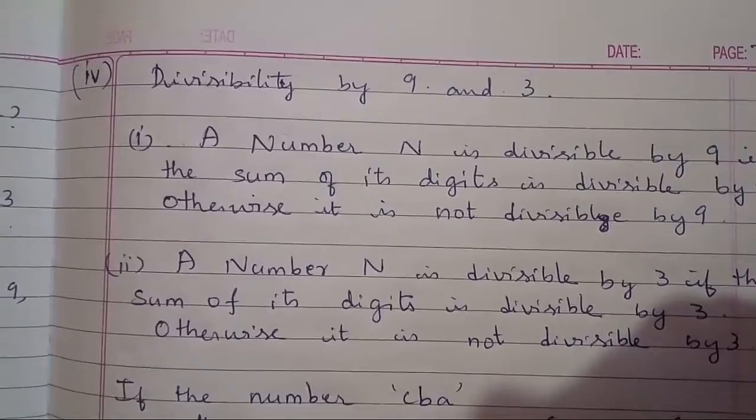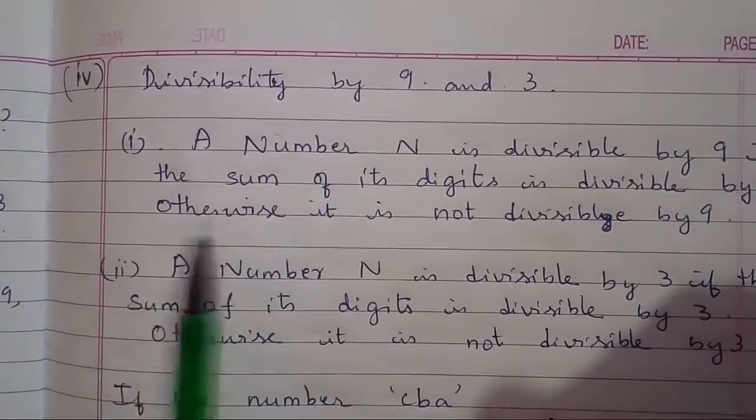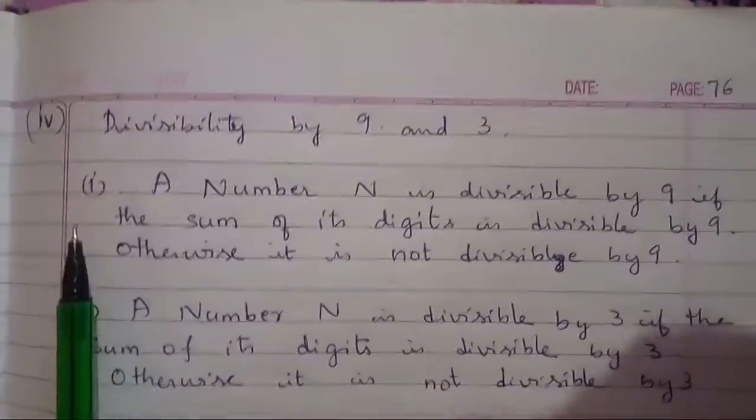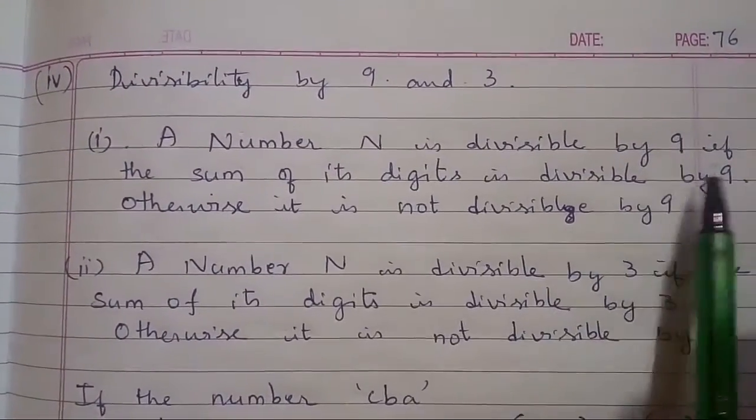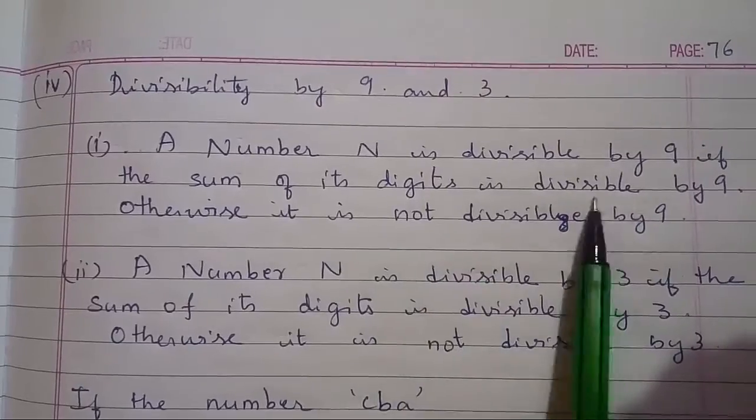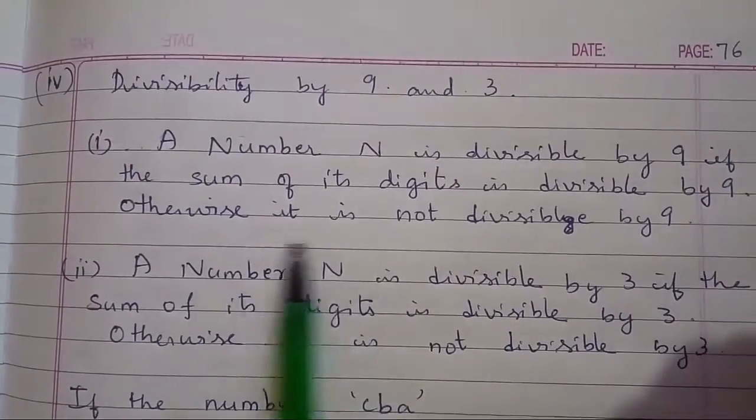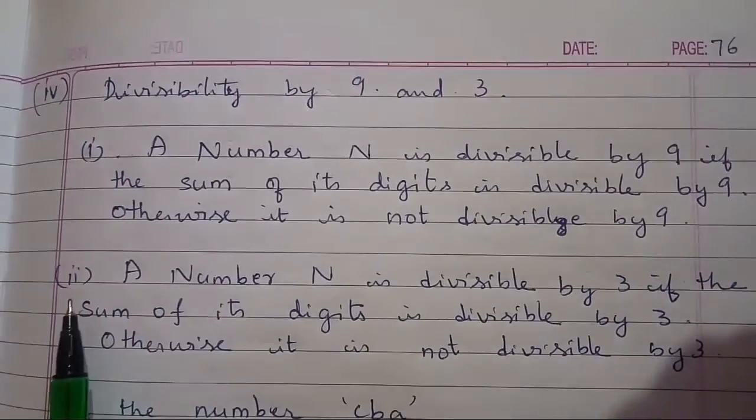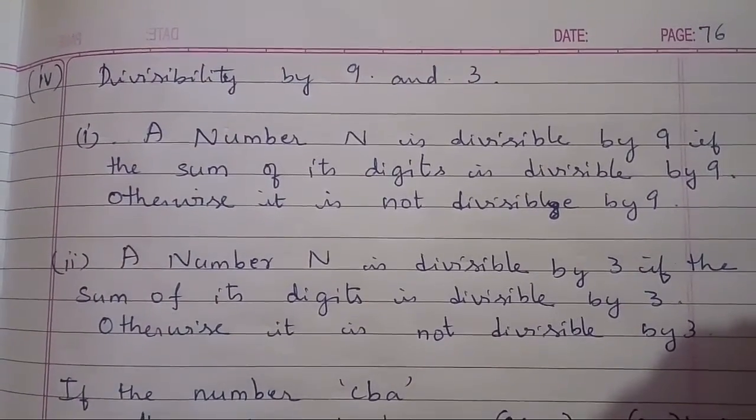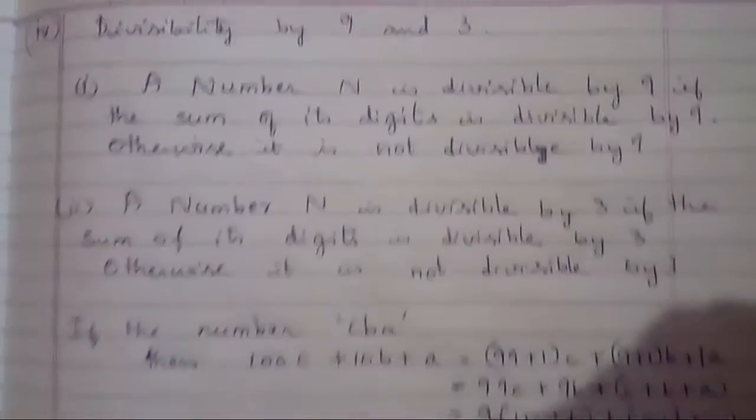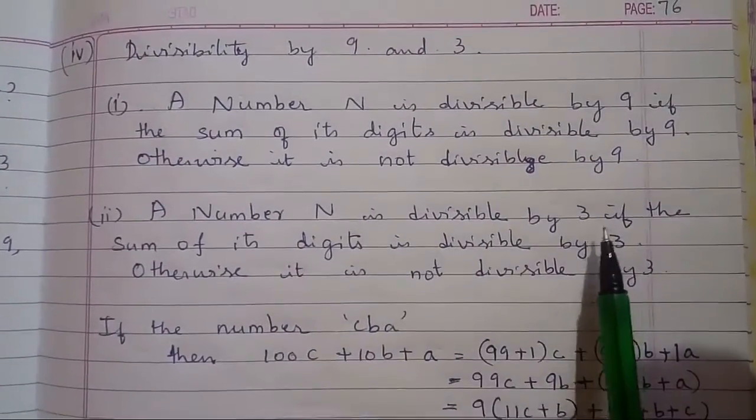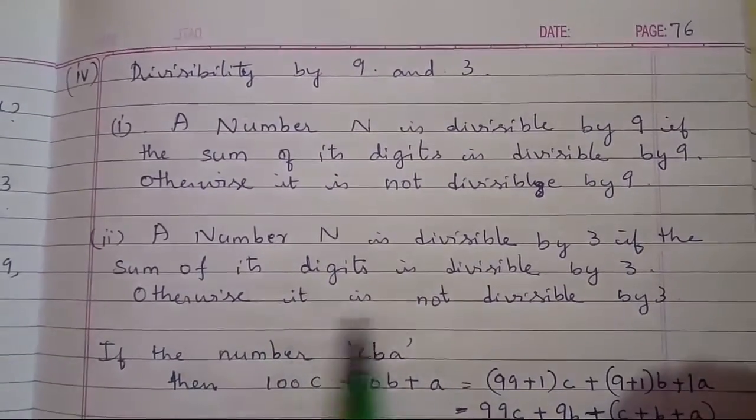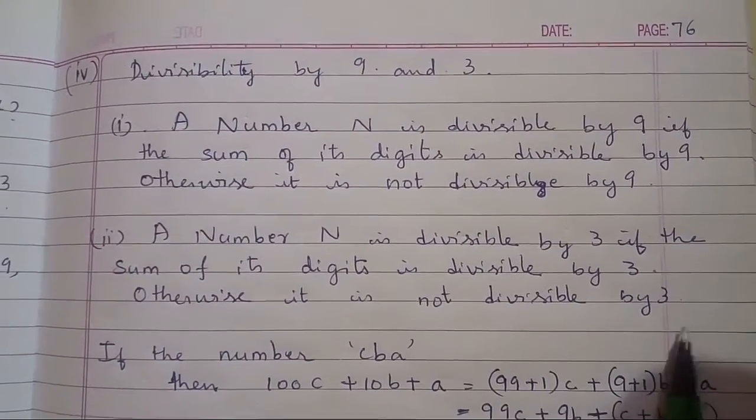After divisibility by 2, the fourth point is divisibility by 9 and 3. First, a number n is divisible by 9 if the sum of its digits is divisible by 9. Otherwise, it is not divisible by 9. I will explain this in detail in the example here. A number n is divisible by 3 if the sum of its digits is divisible by 3. Otherwise, it is not divisible by 3.